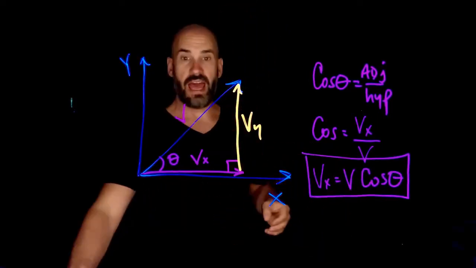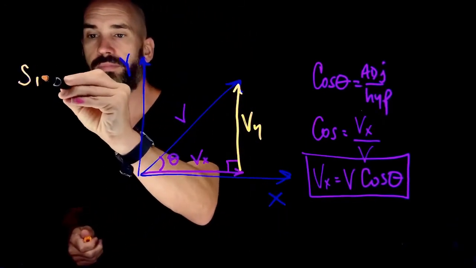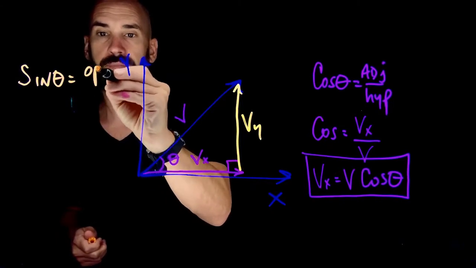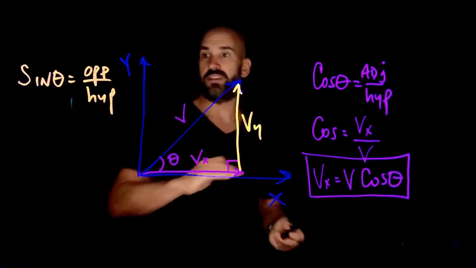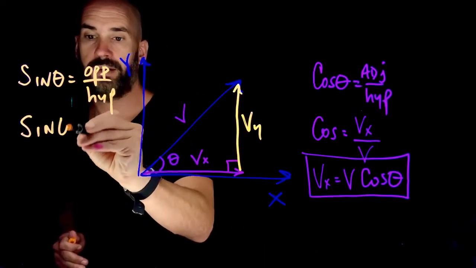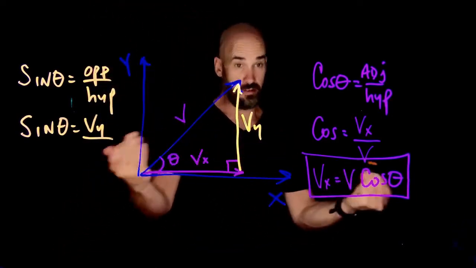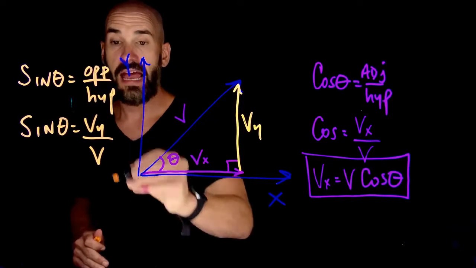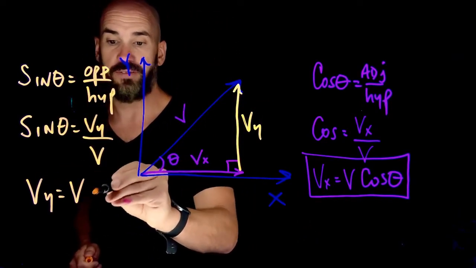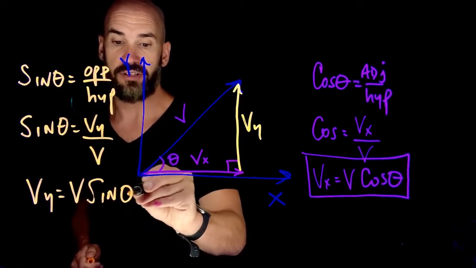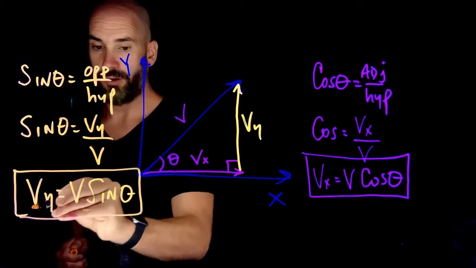And if we look at the y component over here, we know that sine theta is equal to opposite over hypotenuse. And in this case, opposite is just Vy, so sine theta equals Vy over the hypotenuse, which is the magnitude of the vector, just V. And with a little math, we know that Vy is equal to the magnitude of the vector V times the sine of the direction theta. And that'll always give us the y component.